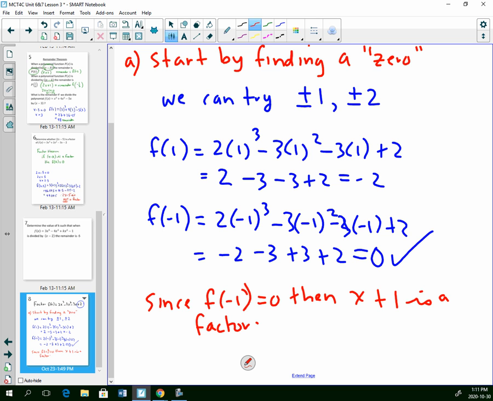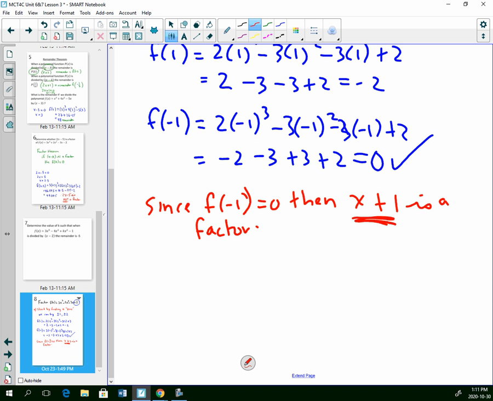Okay, so I found a factor. I could try and find another one using the same process. Okay, I can try 2 and negative 2 and see if I get another 0. I could keep doing that, or I could do the long division, or I could do synthetic division. Once I have that one factor, I have options, right? So I'm going to do synthetic just for practice.